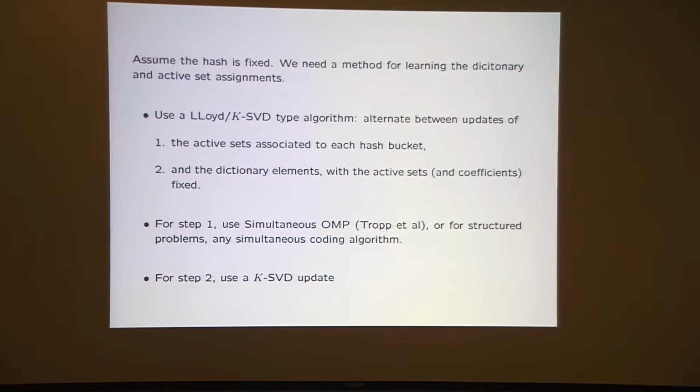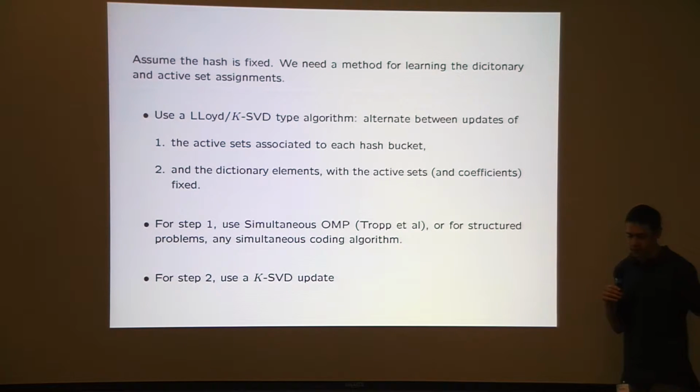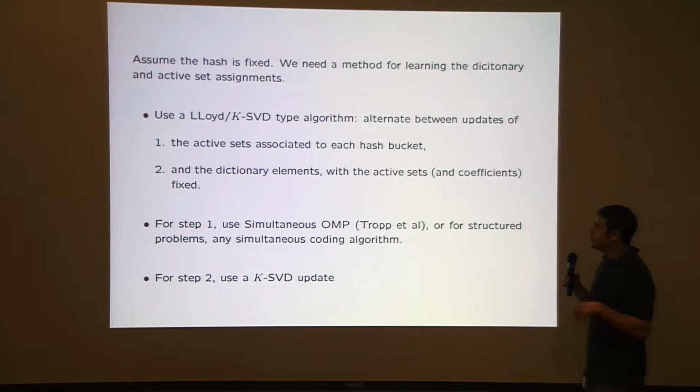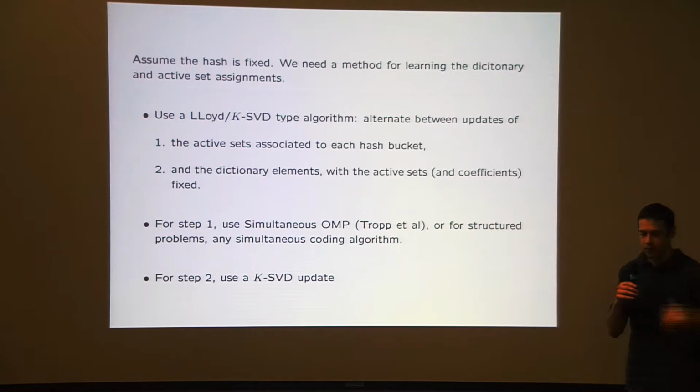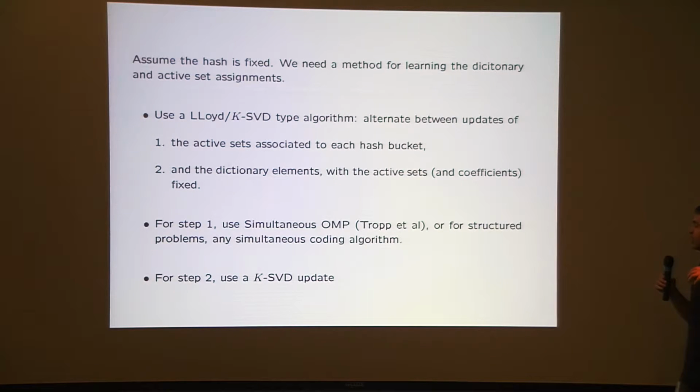There are lots of ways to do it. Let's assume that the hash is fixed. Again, we used either binary two-means trees or KD trees. And you can train the dictionary to match your hash. In other words, we want to make this whole encoder scheme work. We want to train the dictionary and the list of active sets together, so that the residual is as small as possible.